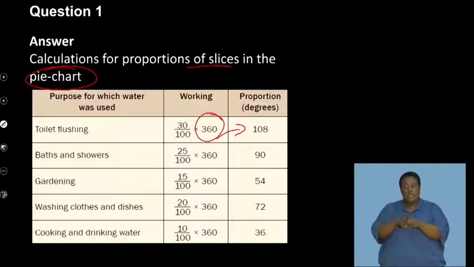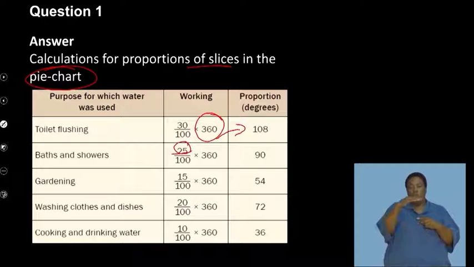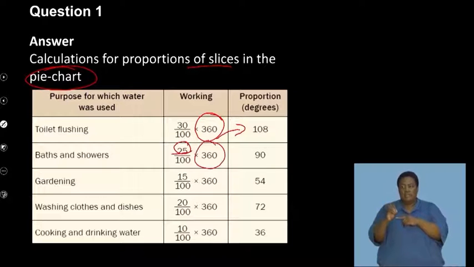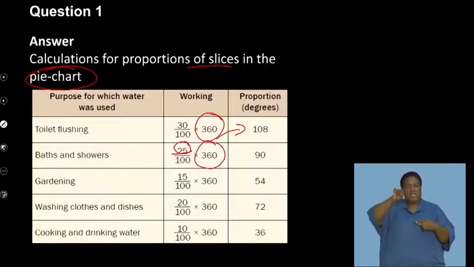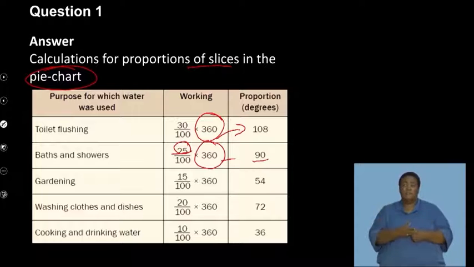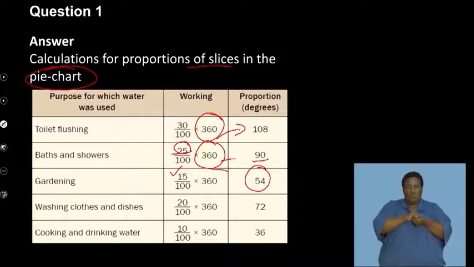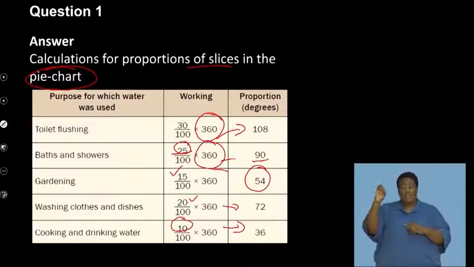And we use the same rationale for calculating the 25% as a proportion of 100, and we multiply that by 360 because we know that a pie chart has 360 degrees, and so that gives us 90 degrees using your protractor. Gardening was 15%, and that equates to 54 degrees on a protractor. And washing clothes and dishes again was 20%, which is 72 degrees on a protractor. And cooking in water, which was 10%, was then converted to 36 degrees using a protractor. So that's essentially the calculation.